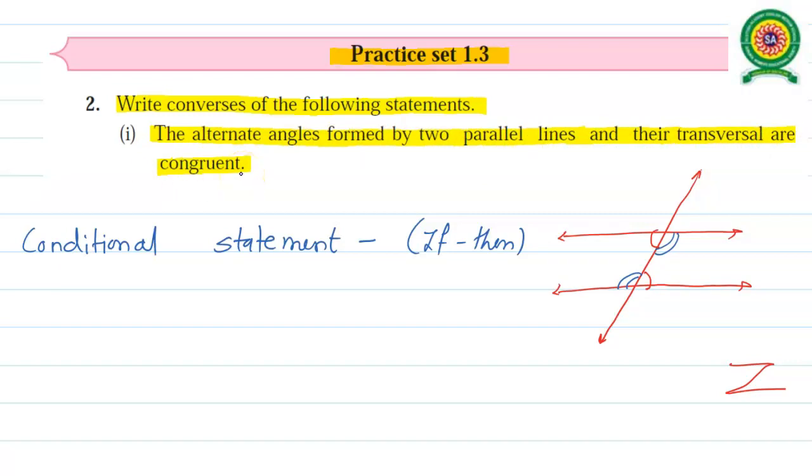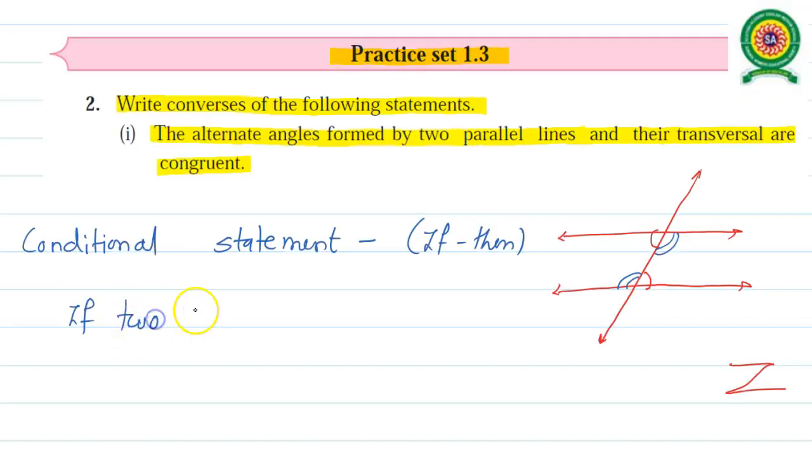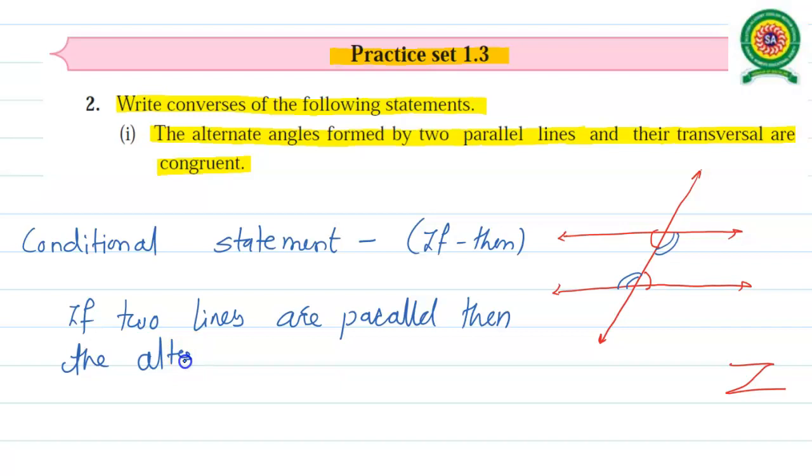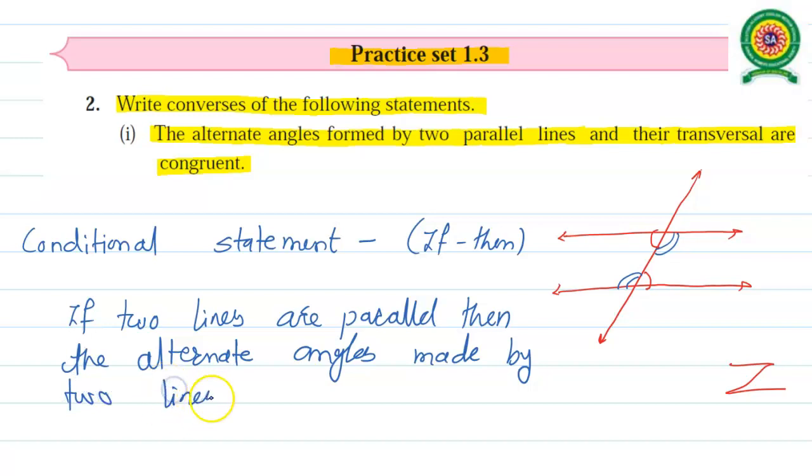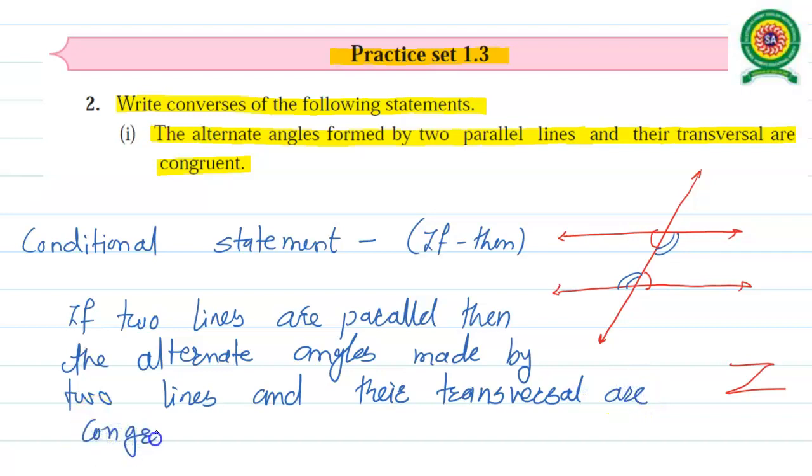So when are the alternate angles formed? I am writing: if two lines are parallel, then the alternate angles made by two lines and their transversal are congruent. Now we have to write its converse.